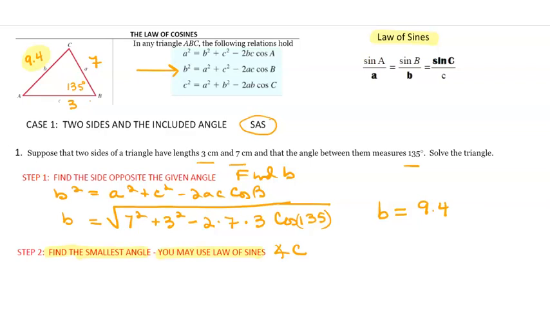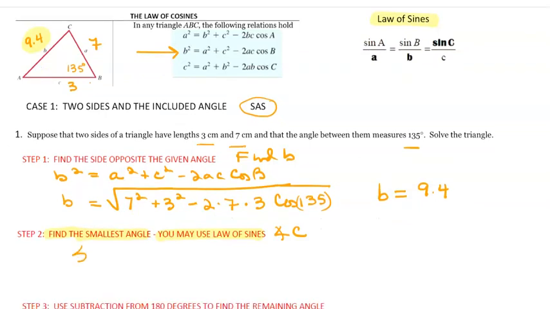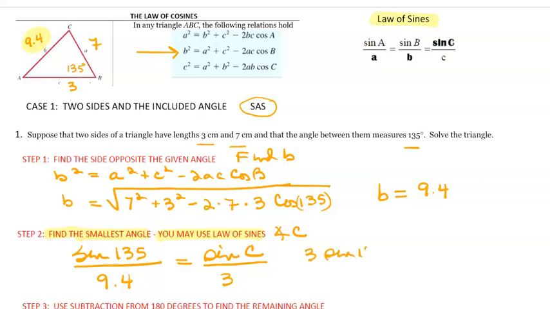So let's set up our proportions. Since I found the side opposite 135, this is why I can use law of sines. That's going to equal the sine of angle C, which is unknown, over 3. Do your cross products: 3 times the sine of 135 equals 9.4 times the sine of C. Divide both sides by 9.4.